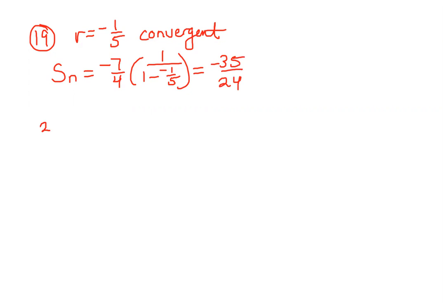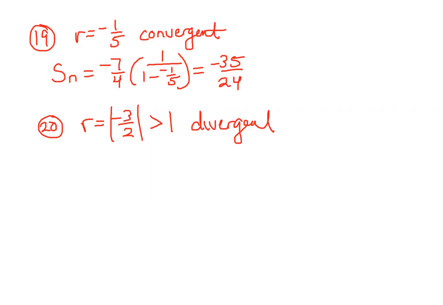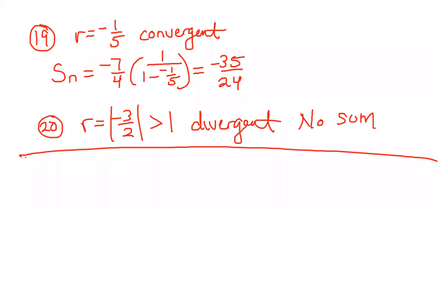And number 20, r is negative 3/2, which the absolute value is greater than 1, so it is divergent, and there is no sum for that one, because you would just be adding bigger and bigger and bigger numbers, and you're basically going to get to infinity. So that's the end. Oh no, that isn't the end. Now we have applications. Yay, applications.